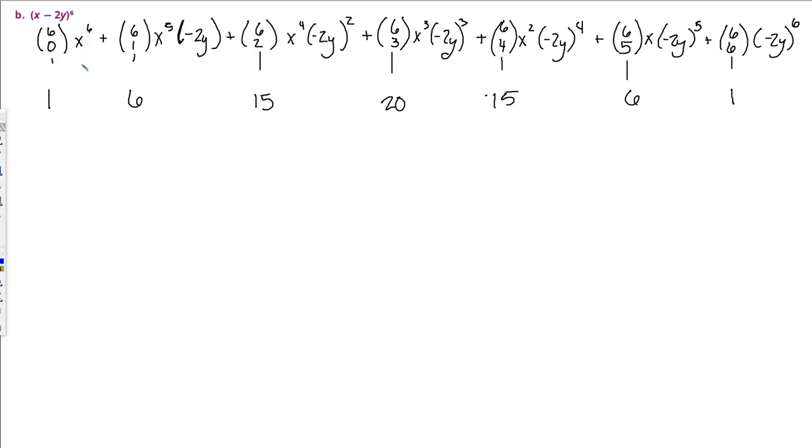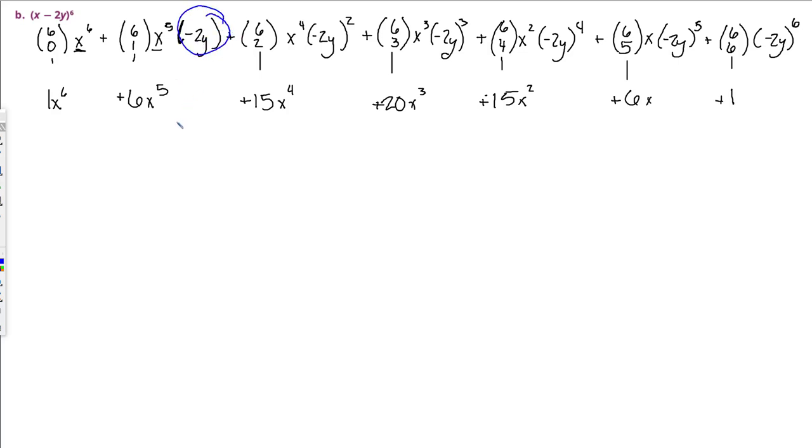Now, our x's, remember they decreased in power, so we started off with x to the 6th, x to the 5th, x to the 4th, x cubed, x squared, x. We're adding between each one of these. But what's happening with my y's?